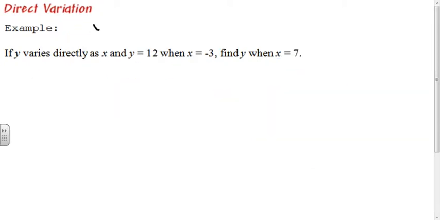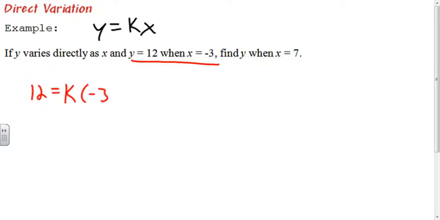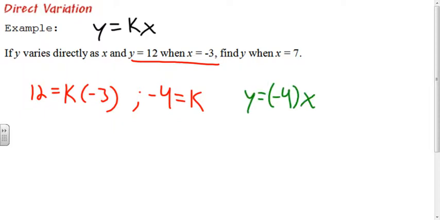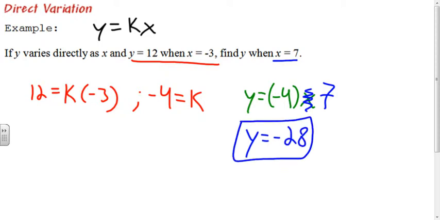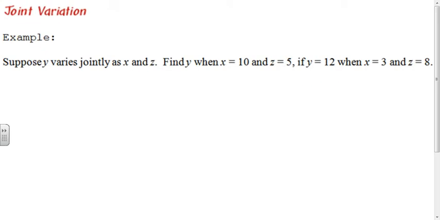We have another direct variation, so y equals kx. And we know y equals 12 when x is negative 3. So 12 equals k times negative 3. Divide both sides by negative 3 then, that means negative 4 equals k. So we would say y equals negative 4x, and we know that x is 7 in this case. Plug in our 7. Y equals negative 4 times 7 is negative 28. So that would be solving for direct variation.